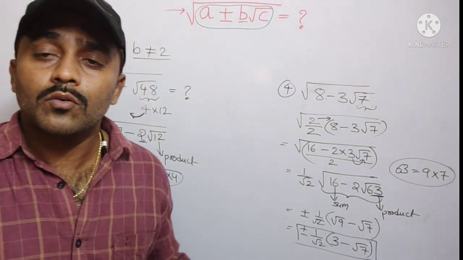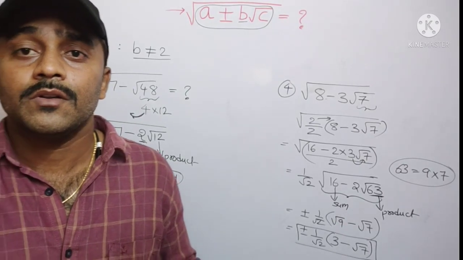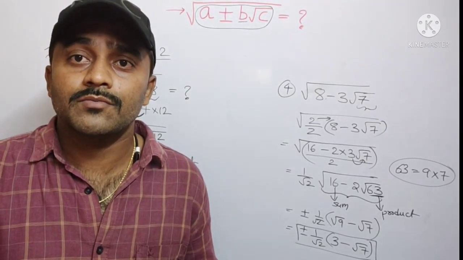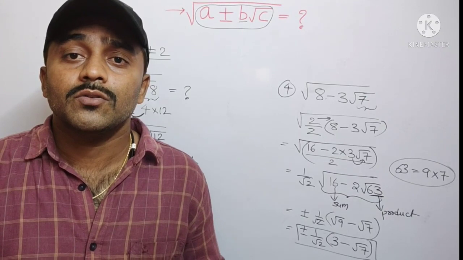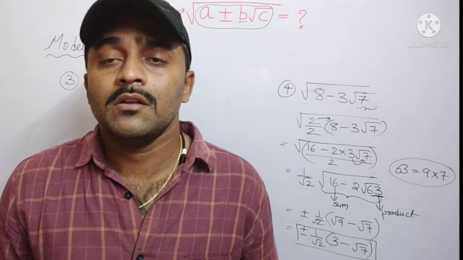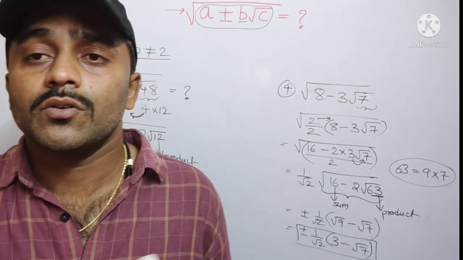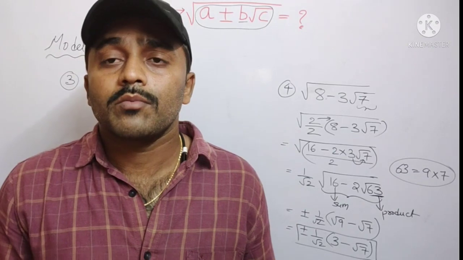Here, 2 models we discussed and 4 problems. 4 different problems I collected and explained to you. So if you understand these 4 problems, then whatever type of question, that is square root of z, we can find very easily. So hope you understand all these 4 problems.